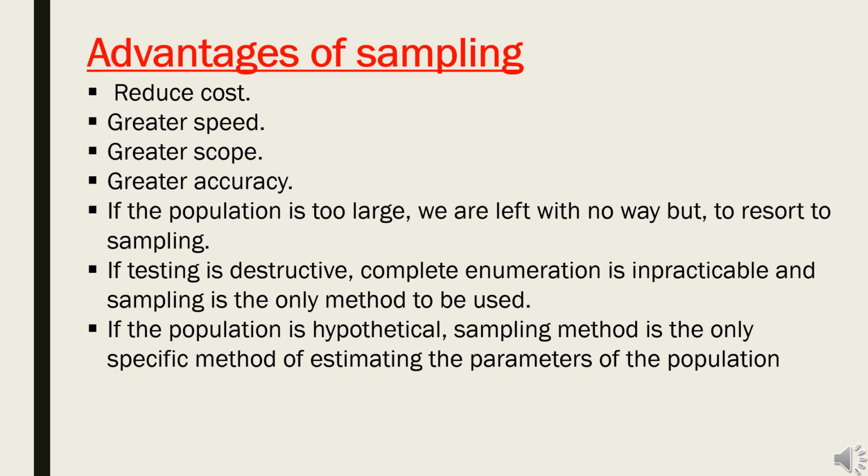If the population is too large, we are left with no way but to resort to sampling. If testing is destructive, complete enumeration is impracticable and sampling is the only method to be used. For example, testing of crackers and explosives, testing the life length of an electric bulb, etc. If the population is hypothetical, the sampling method is the only specific method of estimating the parameters of the population.